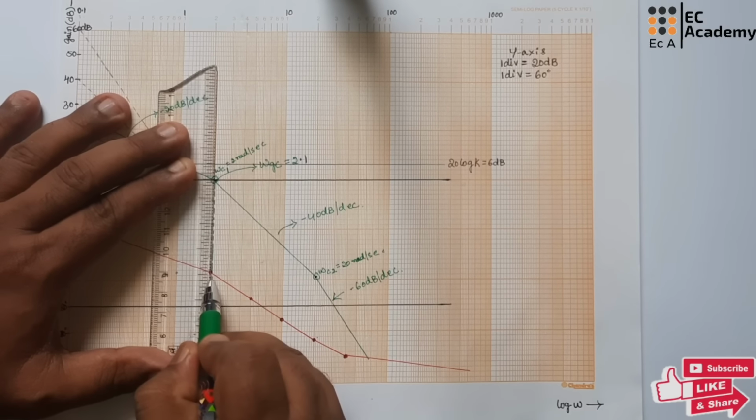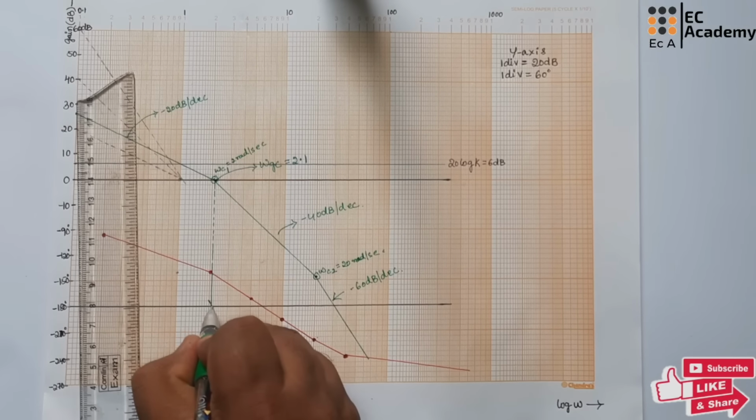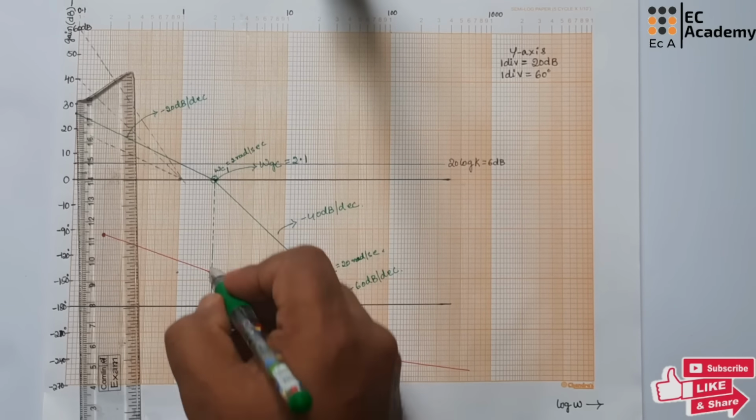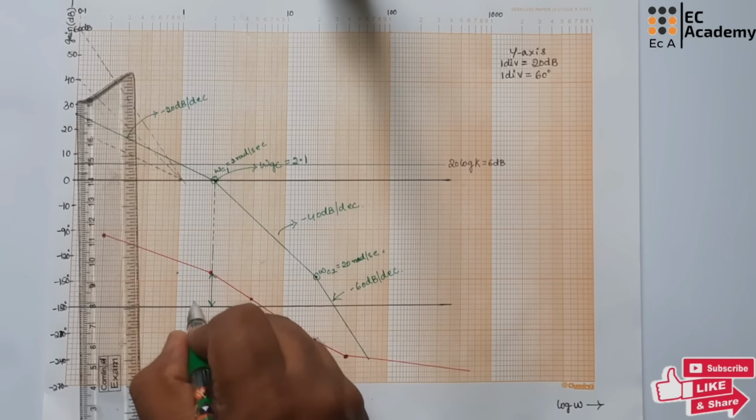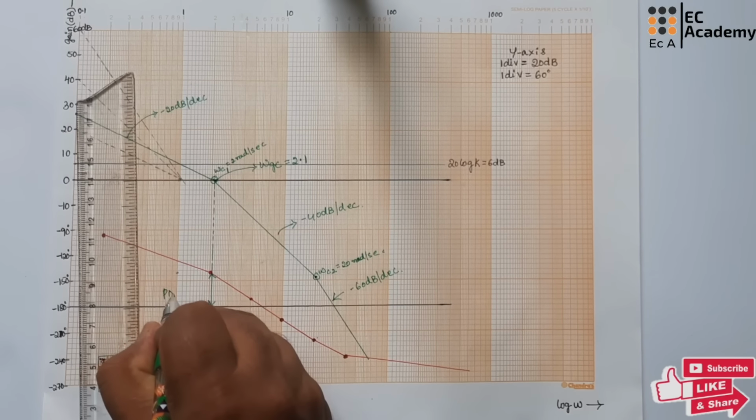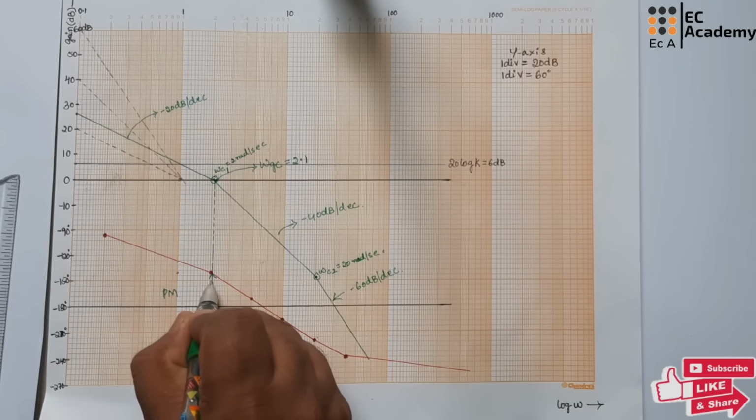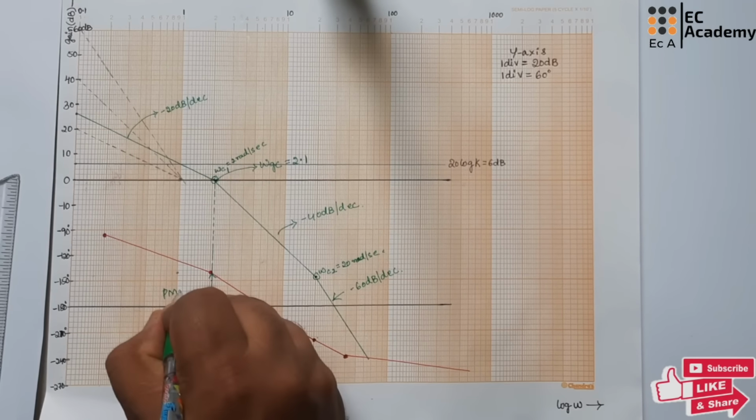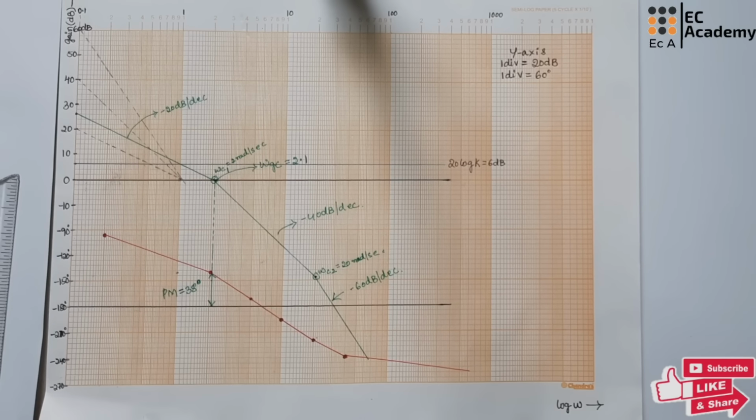Correspondingly, it will intersect the phase plot, and this value in phase plot corresponding to gain crossover frequency will be phase margin. So from this graph we got, so this is 30 degree, so from here to here around 38 degree as phase margin.